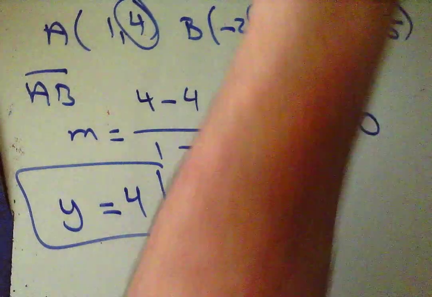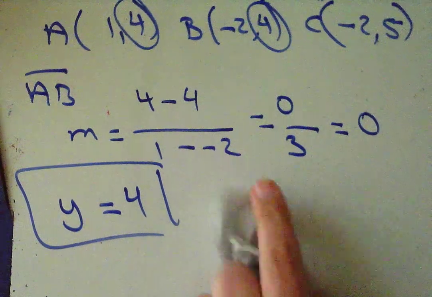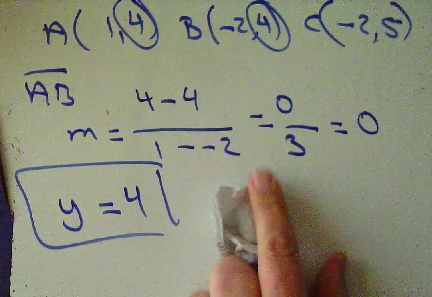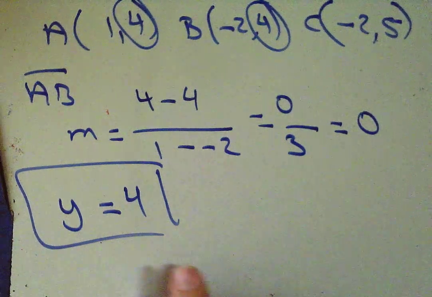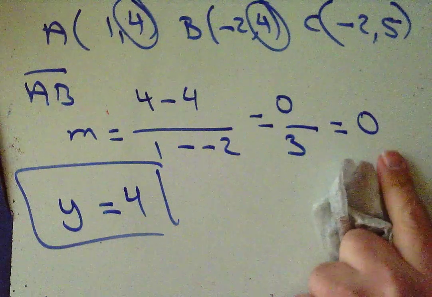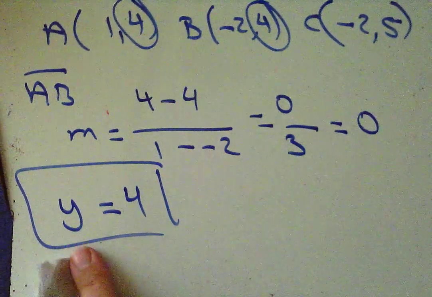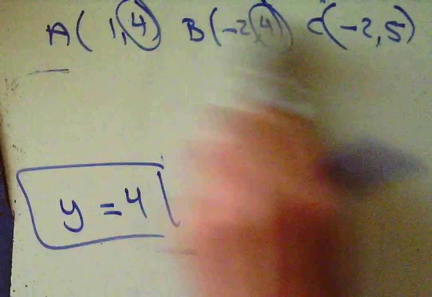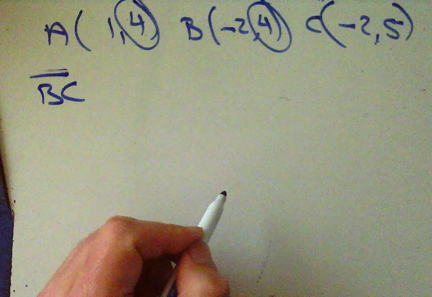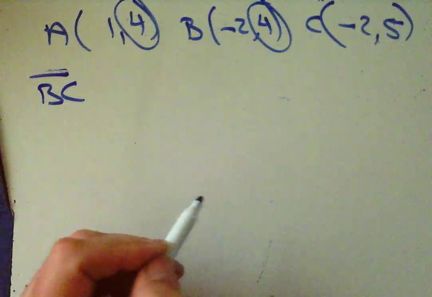Okay, so notice I didn't really use slope-intercept form or point-slope form here, right? I just used the fact that my slope was 0. That means I have a horizontal line, which is y equals a number. Let's try writing the equation of the line segment BC.